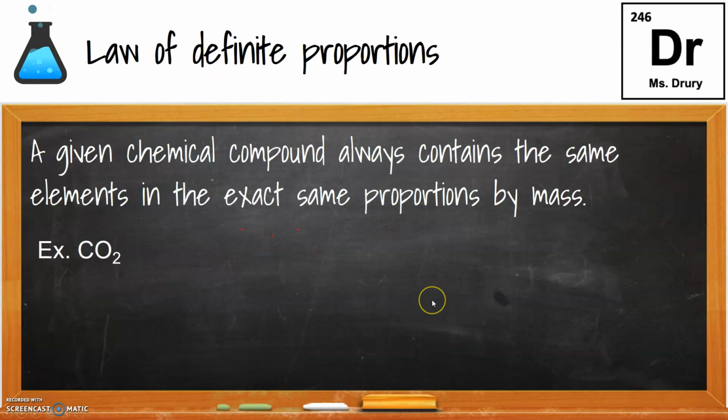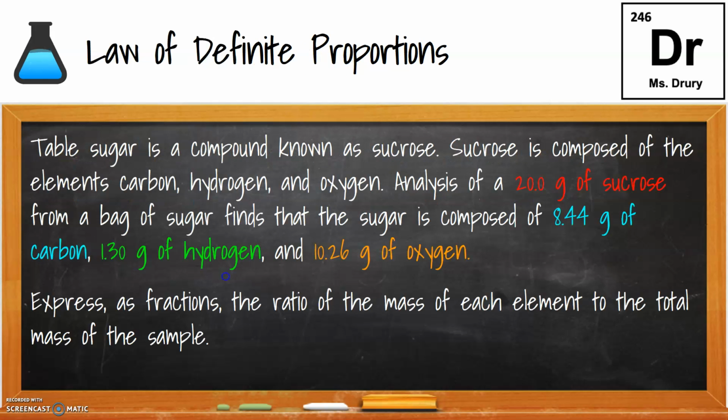And then the second law is the law of definite proportions, that a given chemical compound always contains the same elements in the exact same proportions by mass. For example, CO2 is always going to be 1 C for every 2 O, every time you see it. If you see CO3, that's an entirely different substance.